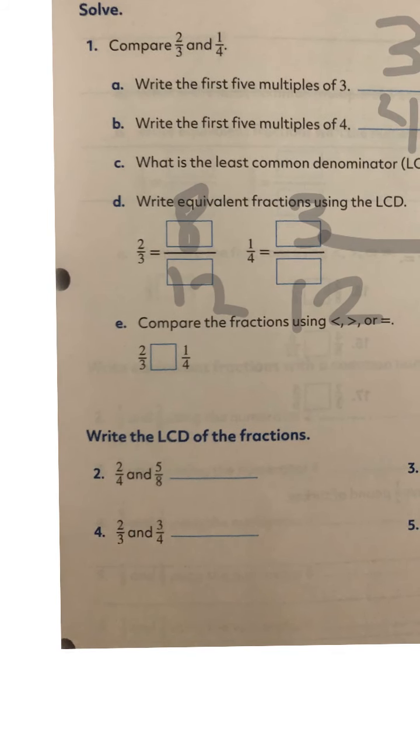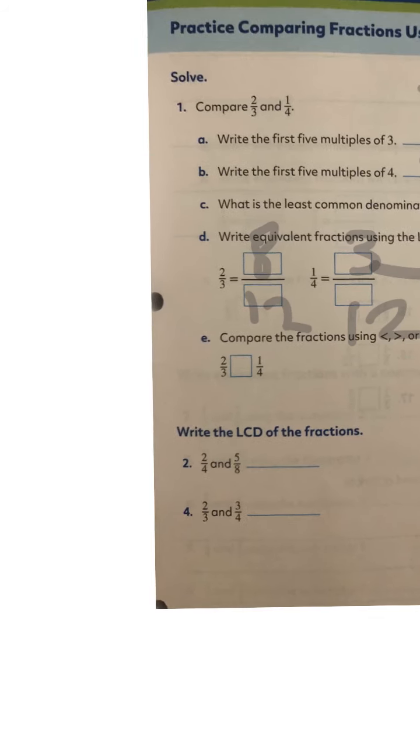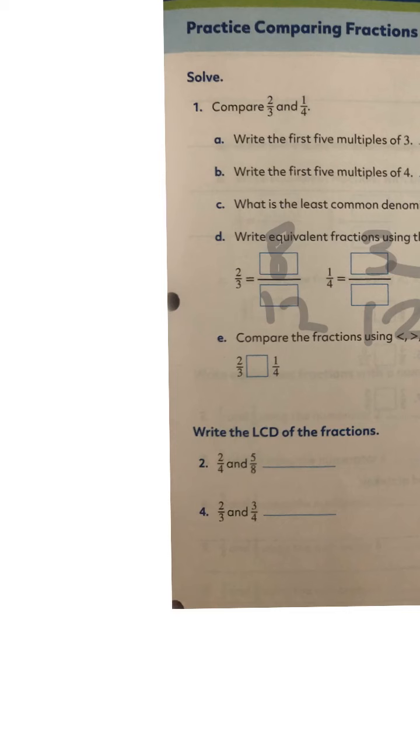Well, 8 out of 12 is more than 3 out of 12. So that means 8/12 is bigger than 3/12, which also means 2/3 is the greater fraction. So my alligator mouth will eat 2/3.